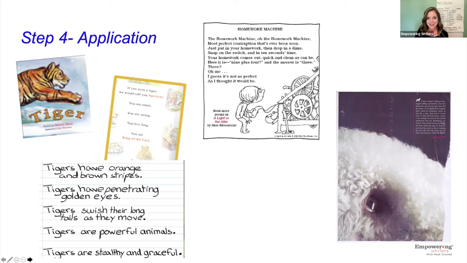And then on the right, this is an ad for Eukanuba dog food in a magazine. And this author happens to refer to this Bedlington Terrier in four different ways in that one small paragraph. And so your students will begin noticing them all over the place. So that's step four. Remember, let's go through.